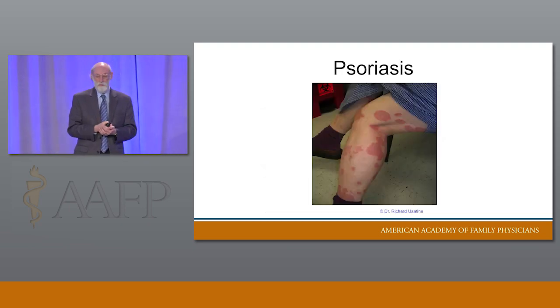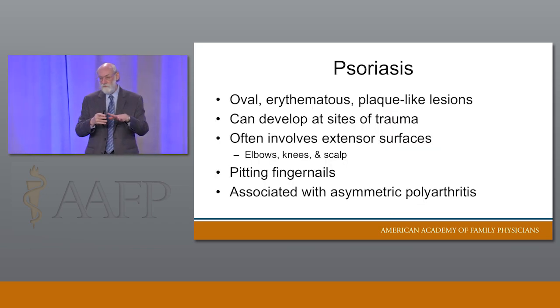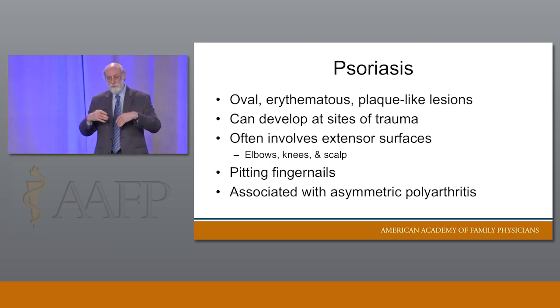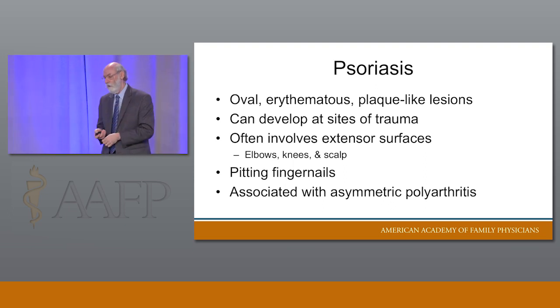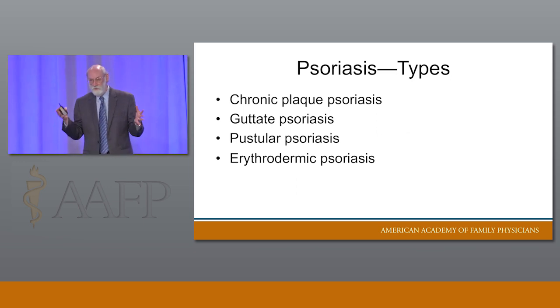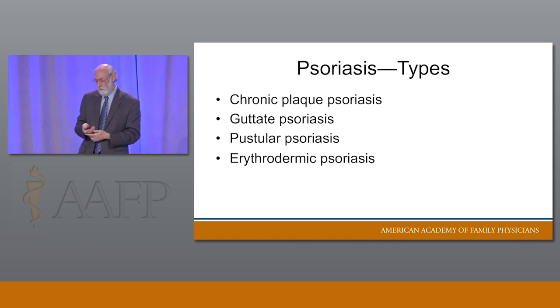Psoriasis, which is what our patient has, as we see here. Psoriasis typically is oval erythematous plaques over extensor surfaces. Look for them over the elbows and knees and in the scalp. You may see arthritis. You may see pitting of the fingernails as well. Of the different psoriasis types, the most common is chronic plaque-like psoriasis. That's the one the board will probably show you.